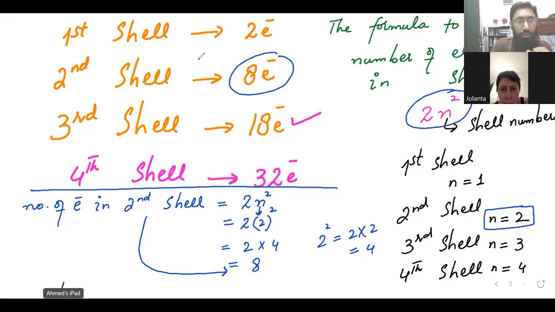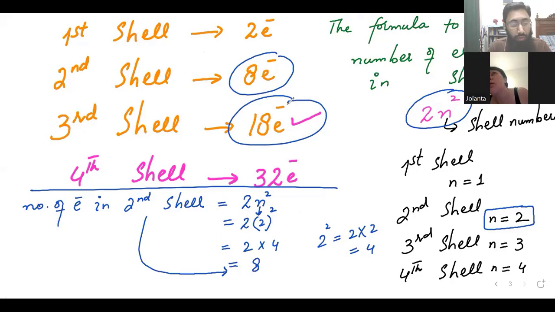So my dear friends, how to calculate the number of electrons in the third shell? We know the number of electrons in the third shell is equal to 18. So let's apply this formula.